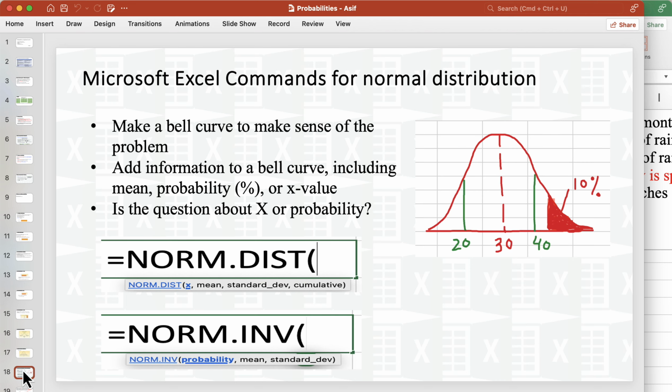We will be calculating standard normal distribution using Microsoft Excel. The steps are: make a bell curve to make sense of the problem, and add information into the bell curve, including mean, probability or x value. This command is NORM.DIST, and it will require these inputs: the value of x, mean, standard deviation and cumulative. And for cumulative we'll be using the same logic.